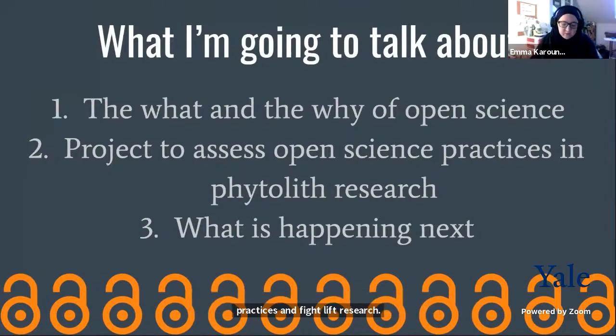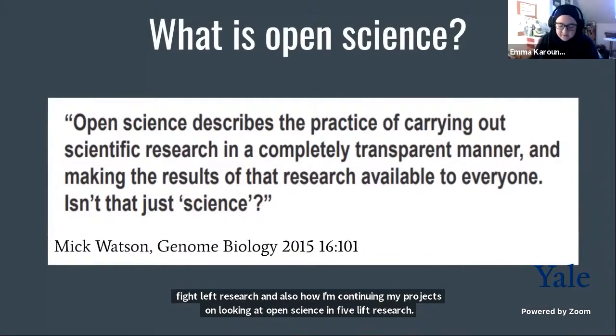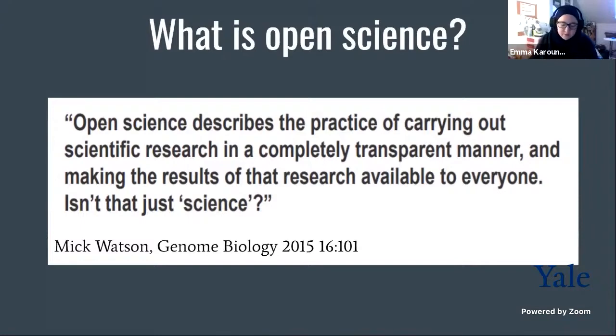So first of all then, what is open science? And I like to start a bit with a definition. So it says here, open science describes the practice of carrying out scientific research in a completely transparent manner and making the results of that research available to everyone. Isn't that just science? And I really like that quote because it focuses on the two main aspects that are important, which is transparency and accessibility.